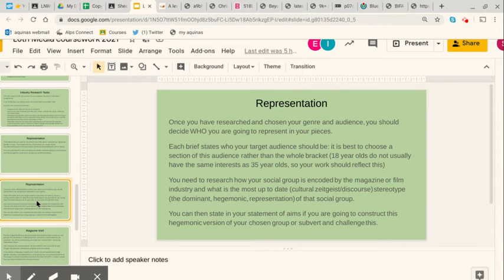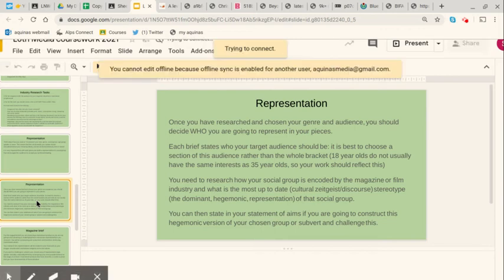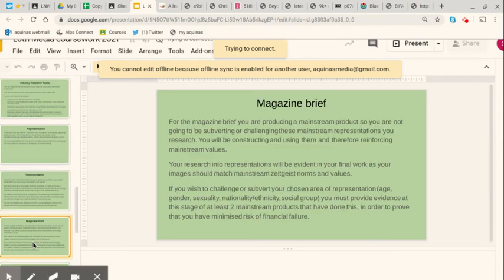If, for example, you're also looking at representation of age, you might decide to stray slightly away from film or TV and look at TV programs such as Sex Education or perhaps Stranger Things that again show really pluralistic and alternative representations of teenagers in a non-judgmental light. You then need to state in your statement of aims if you're going to construct a hegemonic version of your chosen group or if you're going to subvert and challenge this. So are you going to go with the norms that are encoded in these texts or are you going to challenge those norms?